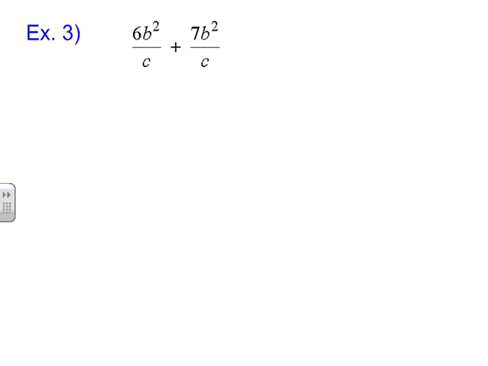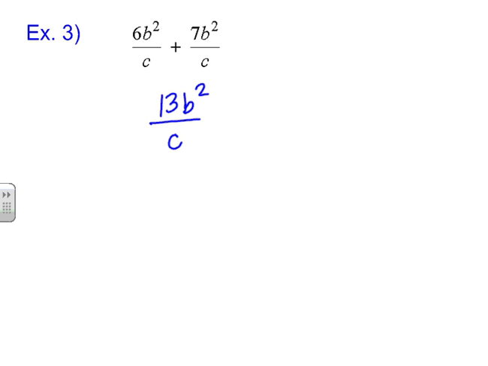Let's look at one more simple one. 6b squared divided by c plus 7b squared divided by c. We're going to keep the denominator of c. Our numerator 6b squared plus 7b squared gives us 13b squared. And everything here is prime. Nothing is common. We have nothing left to cancel.